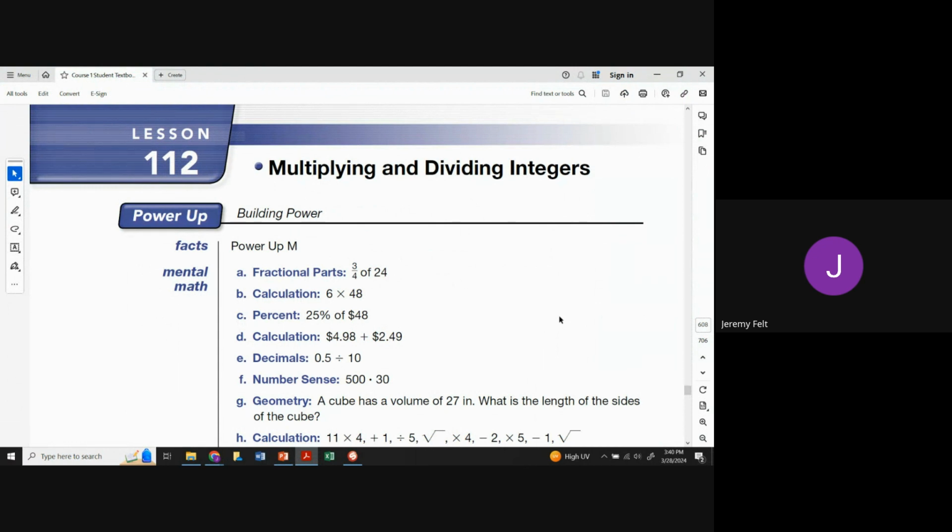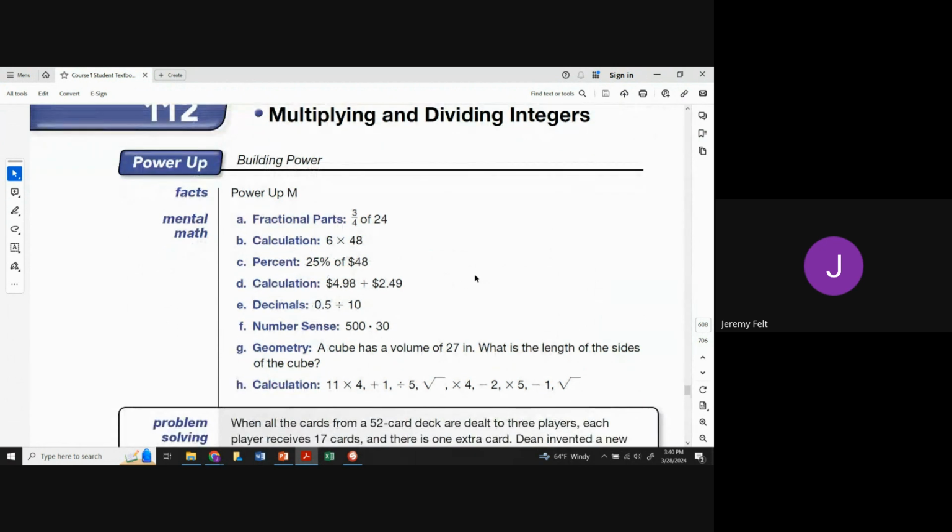Now this one, we're looking at multiplying and dividing integers. So first we've got to remember what an integer is. So all of our whole numbers and their opposites. A whole number is 0, 1, 2, 3, 4, 5, and then the opposites, meaning the negatives of those: -1, -2, -3, -4, -5, and continuing on. Not fractions, not decimals. Like 3.5 is a rational number, but it's not an integer. It's not a whole number or an opposite.